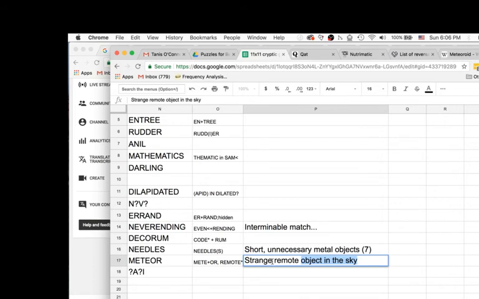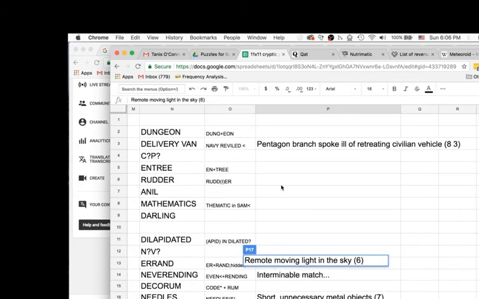Or it could be like remote. Oh, sometimes I like doing the thing where it's remote moving light in the sky, where a meteor is a moving light and that it progresses. But in order to make the clue right, it has to just be light in the sky, which is still a valid clue for meteor, in my opinion. I might get a test solver or editor who disagrees with me, but that's what the testing and editing is for. I'm going to try this for now. Remote moving light in the sky. So that's remote moving and then light in the sky. All right, what else have I got?